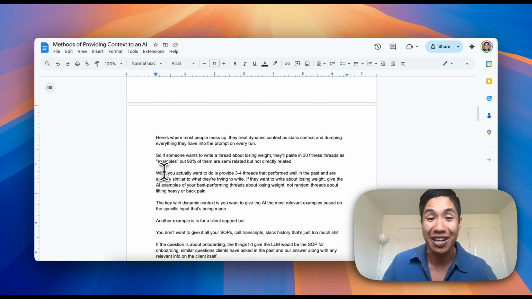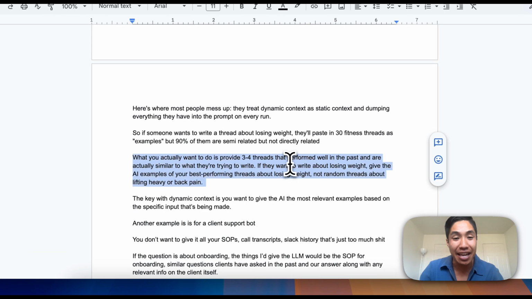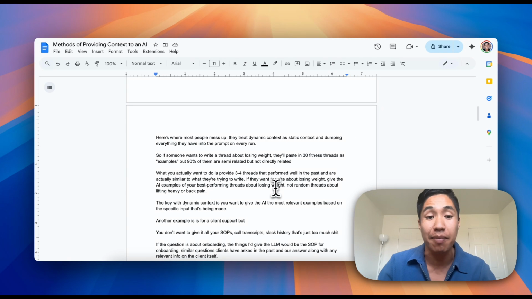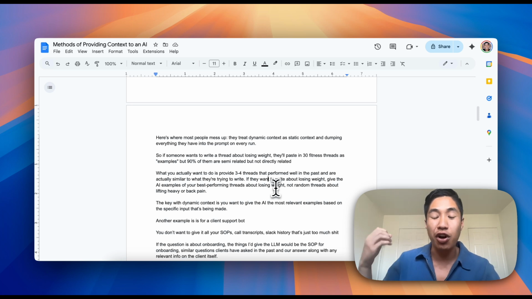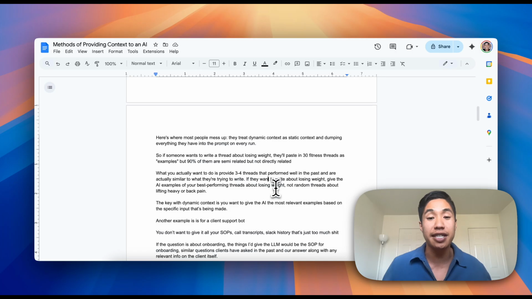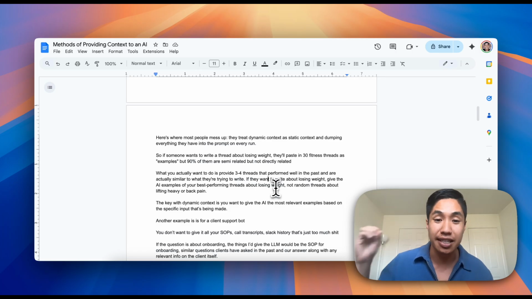So you want to provide threads about losing weight, right? If you want to write about losing weight, give the AI examples of your best performing threads about losing weight, not random threads about lifting heavy or like back pain, let's say, right? Because yes, they're related to fitness, but they're not related to losing weight. So all you end up doing is overloading this prompt with a ton of context that's not even relevant to the task you're trying to do.